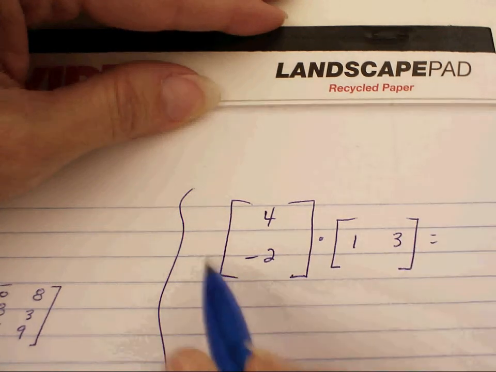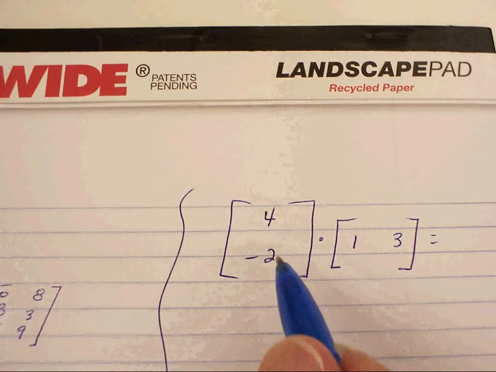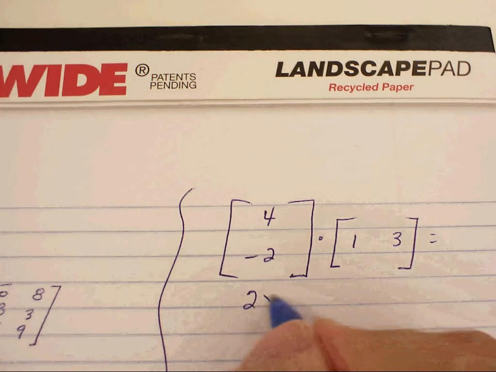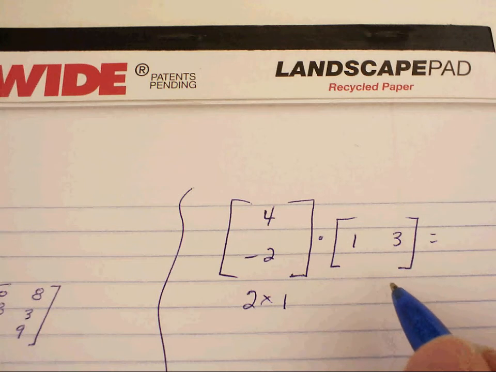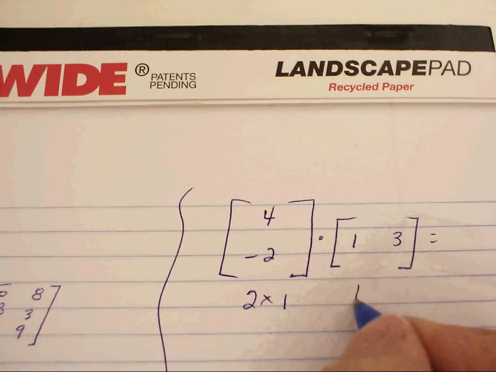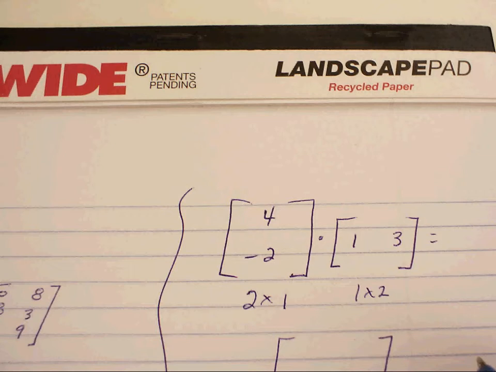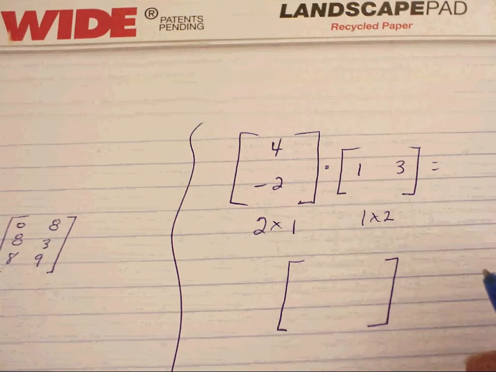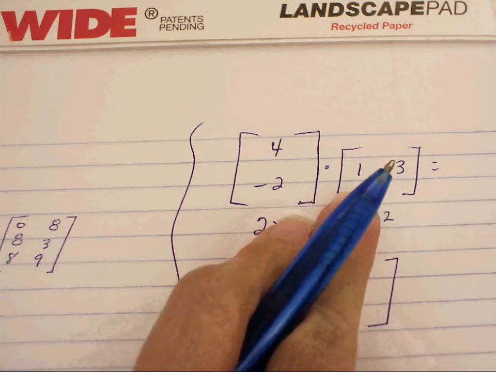Let's find the product of one more before we leave this. Will you give me the dimensions of this, Rachel? 2 by 1. Perfect, 2 by 1. Riley G, will you give me the dimensions? 1 by 2. Perfect, 1 by 2. Wes, will you give me the size of the answer matrix?